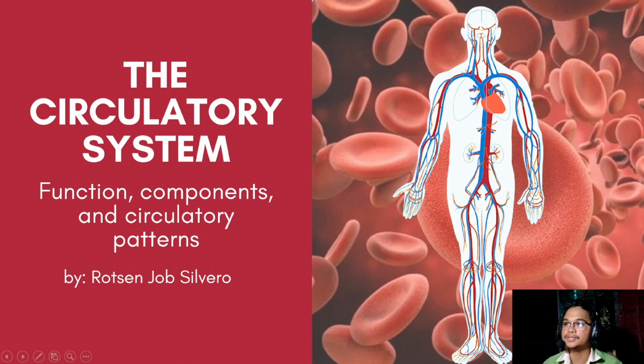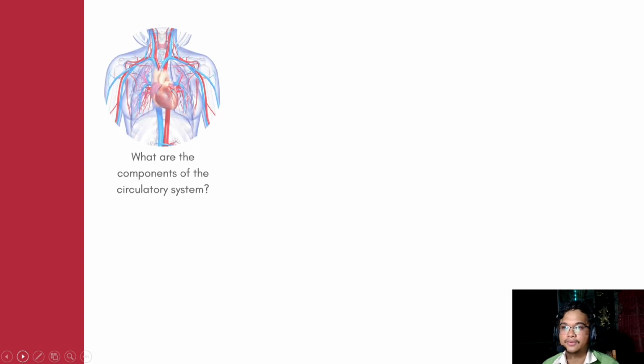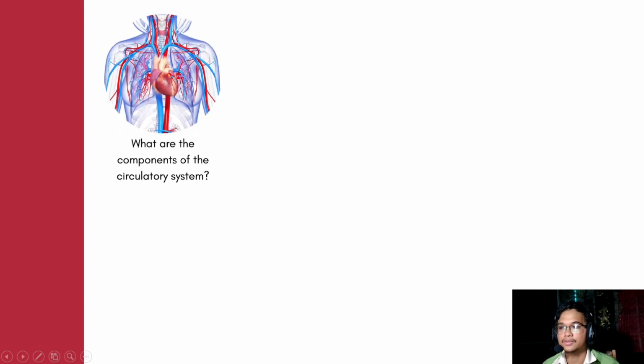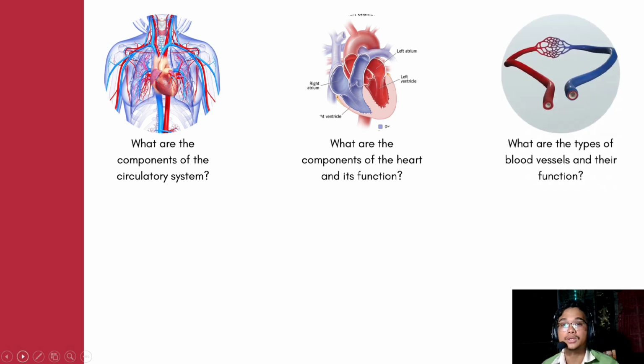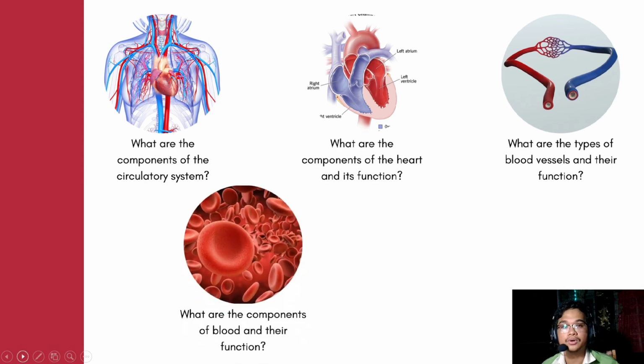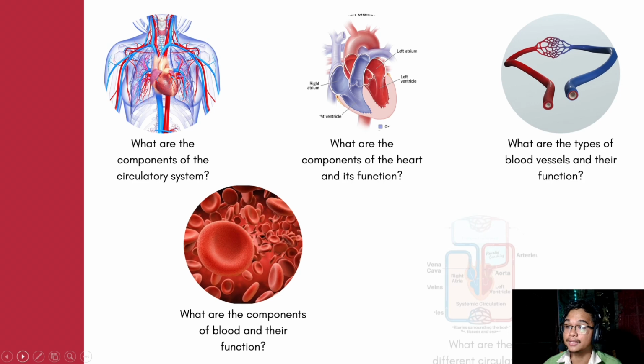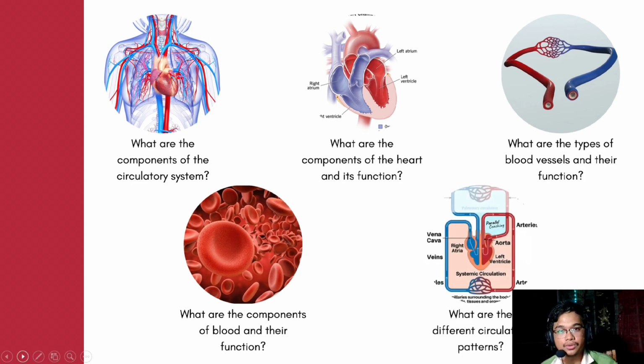So today, we'll be discussing the circulatory system, its functions, components, and circulatory patterns. In this presentation, we'll be having 5 objectives, and we'll be tackling each one of them. First, what are the components of the circulatory system? Next, what are the components of the heart and its function? Next, what are the types of blood vessels and their function? Next, what are the components of blood and their function? And lastly, what are the different circulatory patterns?